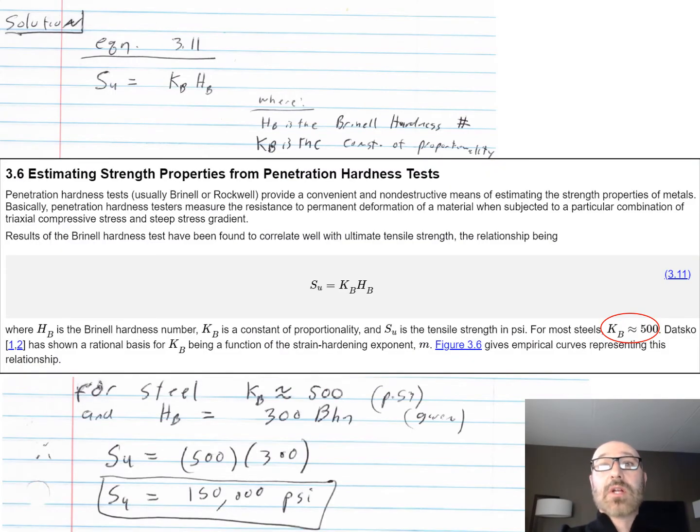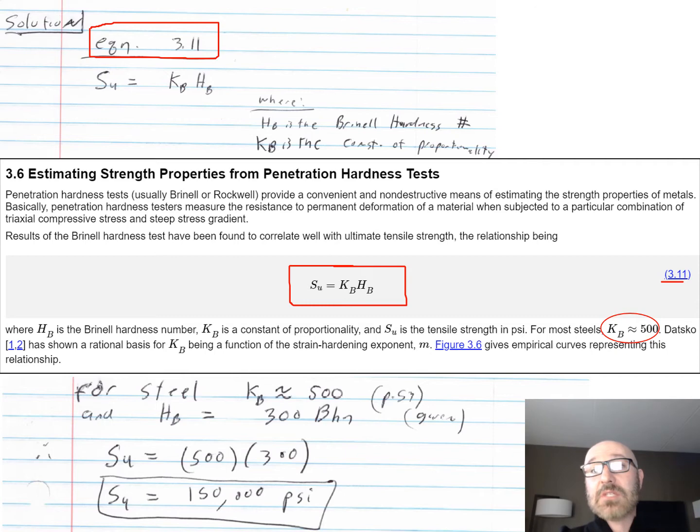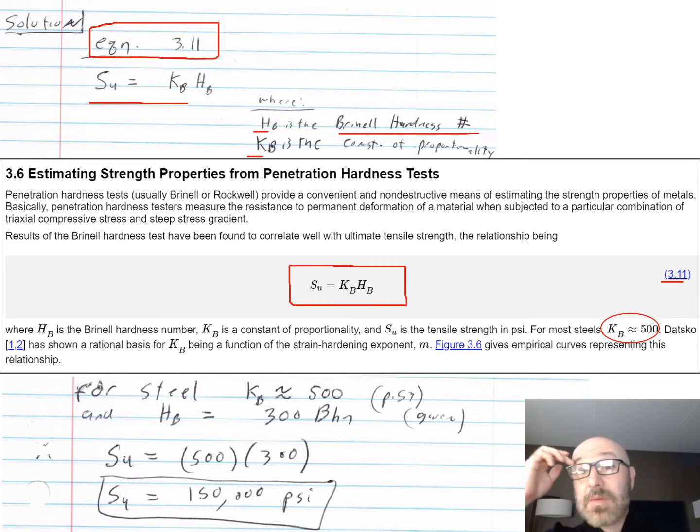As we take a look at our solution, for our governing equation we can go back to equation 3.11 of our textbook, which is on page 53. I've copied that page out of the textbook here so we can reference back to it. There's our equation 3.11: SU is equal to KB times HB. So we have our relationship there, and our question is, what is our HB and what is our KB? Well, our HB is given to us in the problem statement. So now we just need to find our KB value.